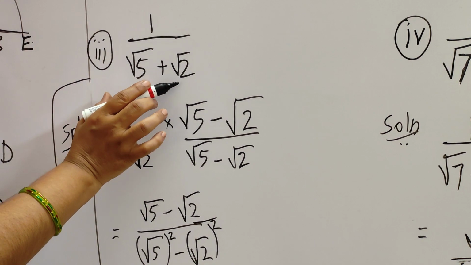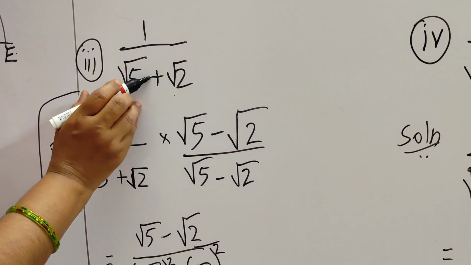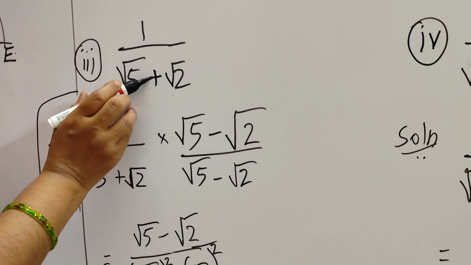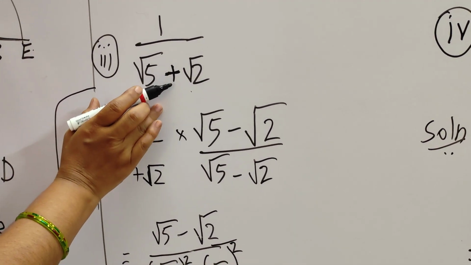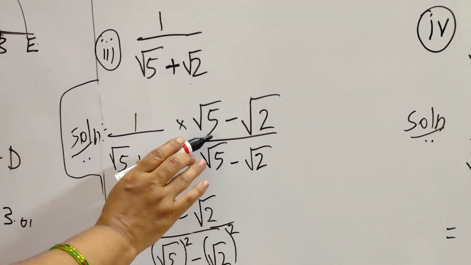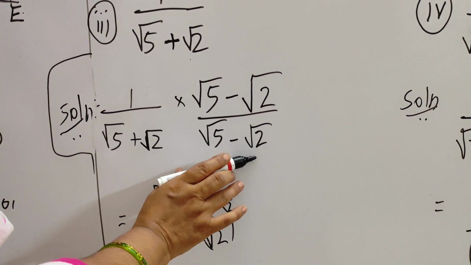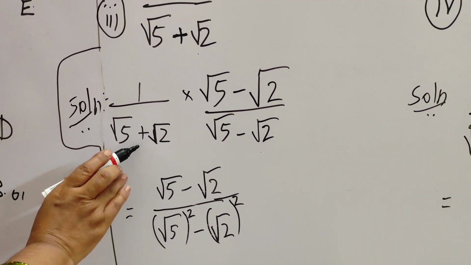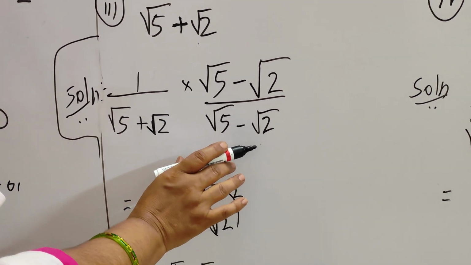1 by root 5 plus root 2. Now you can see the difference. You have a plus sign over here. What is the opposite sign of plus? It is minus. So when I rationalize this denominator, I need to multiply with root 5 minus root 2 by root 5 minus root 2, because I have a plus in the denominator. Opposite sign will be there. Keep this in mind.